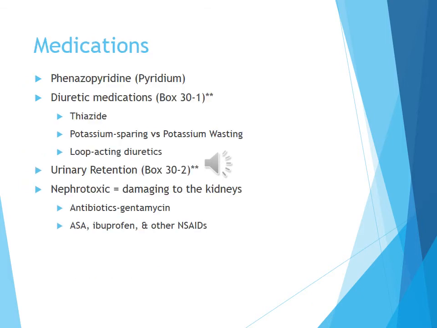Then we have medications. Pyridium is one that you see used for UTIs that helps the painful urination. And then you just want to let the patient know that it will turn their urine orange, and that's normal. They shouldn't freak. Diuretic medications, you have your thiazide, potassium sparing versus your potassium wasting. The loop acting diuretics, which is like your Lasix.